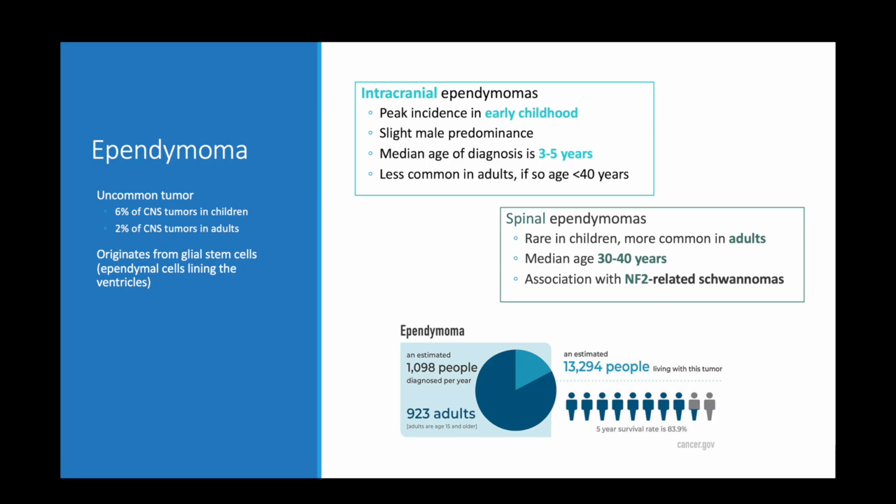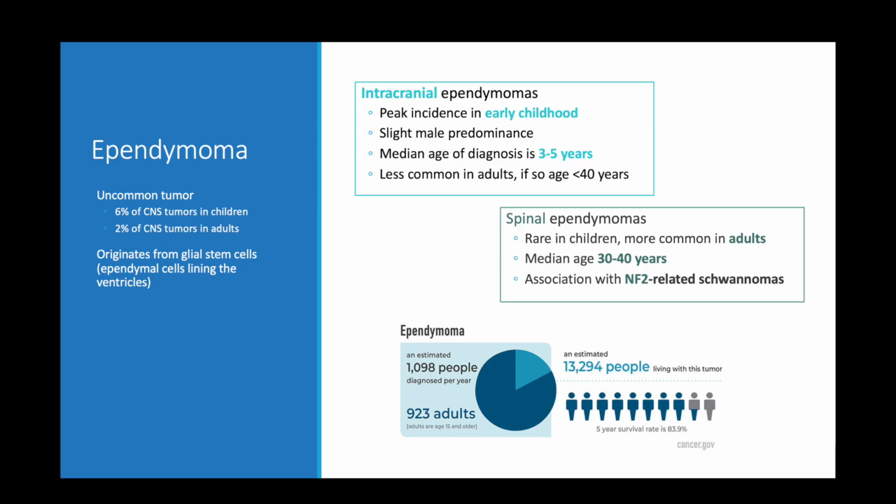Ependymomas are a fairly uncommon tumor, accounting for only about 6% of CNS tumors in children and only 2% in adults. They originate from the glial stem cells. These are the ependymal cells lining the ventricles. And typically when we think about ependymomas, we divide them into intracranial versus spinal ependymomas.